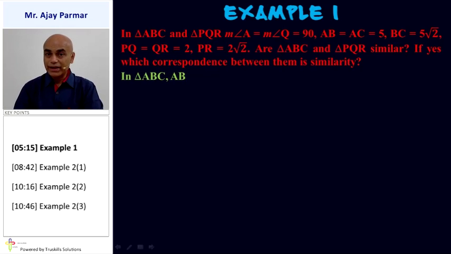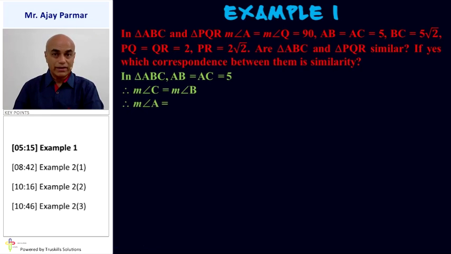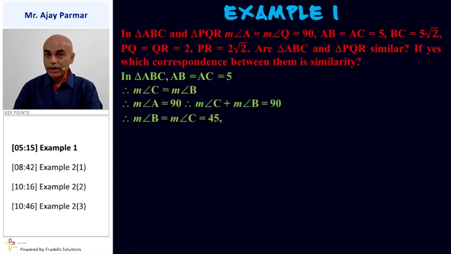So, first of all, in triangle ABC, AB is same as AC is same as 5. That is already given to us. And therefore, if two sides are equal, the angles opposite to them are also equal. So, measure of angle C will be same as measure of angle B. But do we know what is the measure of angle A? That is 90. And therefore, the sum of the remaining two angles will also be 90. That is, measure of angle C plus measure of angle B will be 90. But both of them are equal, and therefore, measure of angle C and measure of angle B, both of them will be equal to 45 each.